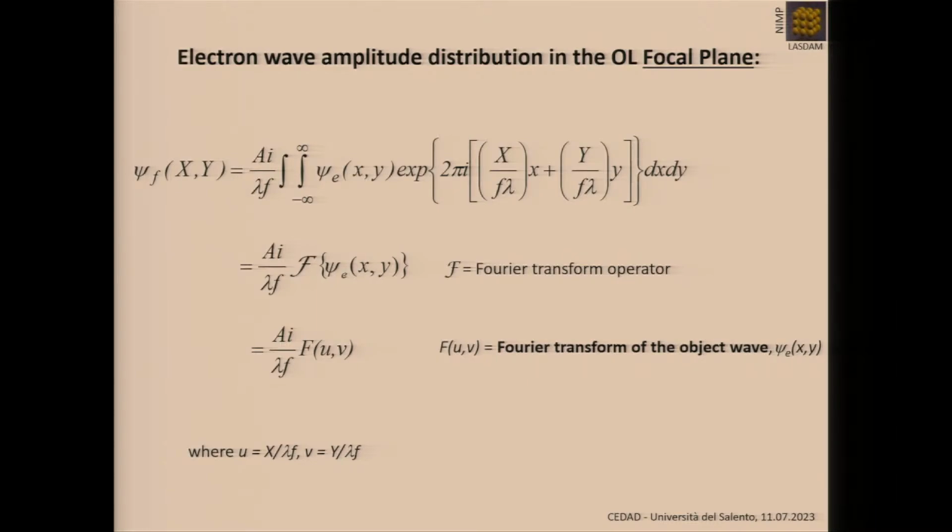This is the way the intensity distribution of the electron wave looks in the back focal plane of the objective lens. It's nothing else but a Fourier transform of the exit wave, the electron wave leaving the sample. So this is the relationship between the object and the intensity distribution in the back focal plane. So we have a Fourier transform.